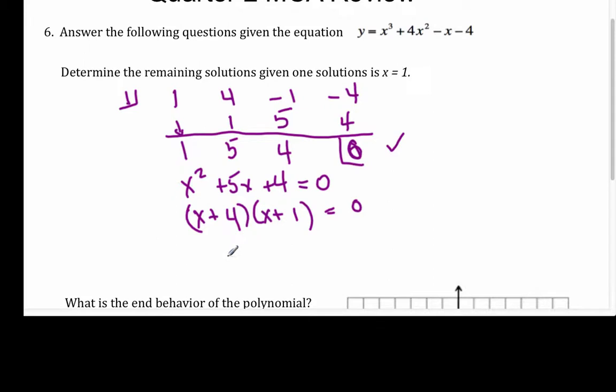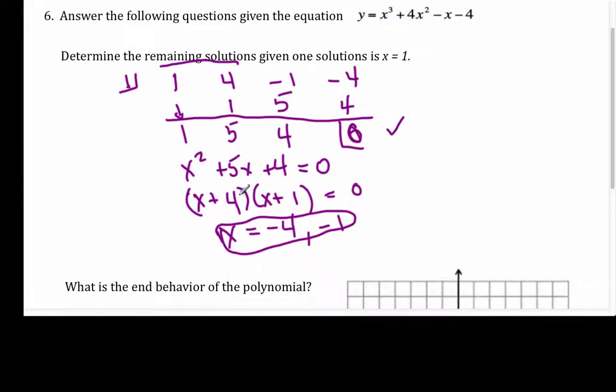Now that I've gotten that far, what are the other solutions, or the other zeros, or the other roots? We have two other ones, and they are negative 4 and negative 1. So determine the remaining solutions. Well, that's these right here. We have x being negative 4, negative 1.